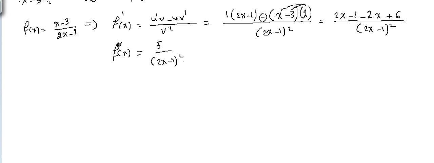For sure, 2x minus 1 is a positive value and not equal to 0 because x is not equal to 1 over 2. This one is positive, so the derivative is positive, and that makes f strictly increasing. And we continue in the next video.